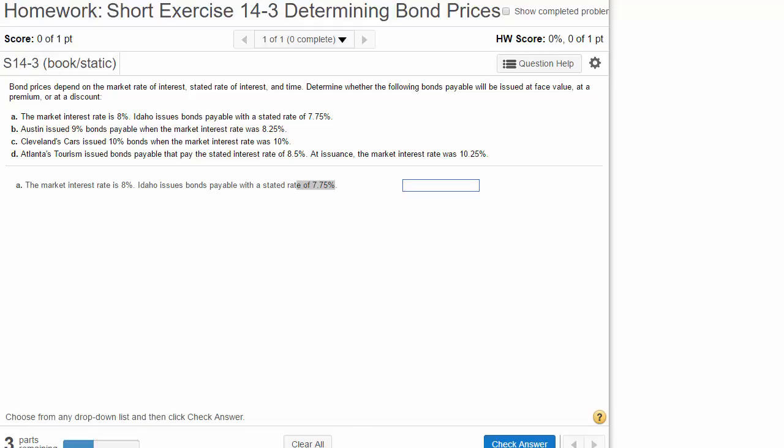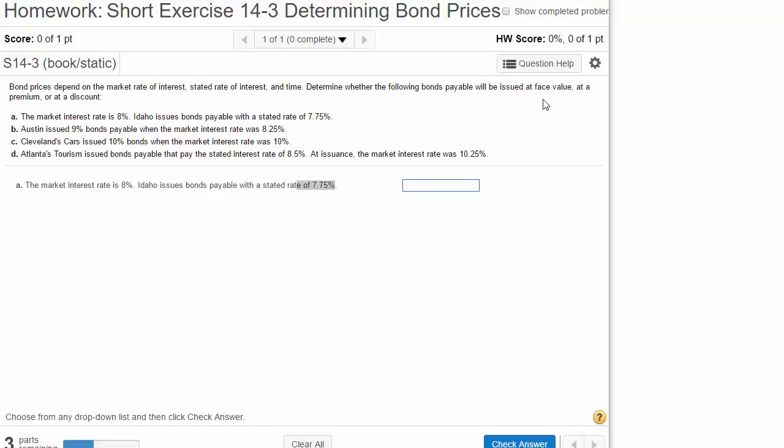Short exercise 14.3, determining bond prices. Bond prices depend on the market rate of interest, the stated rate of interest, which is the rate printed on the bond, and time. Determine whether the following bonds payable will be issued at face value.